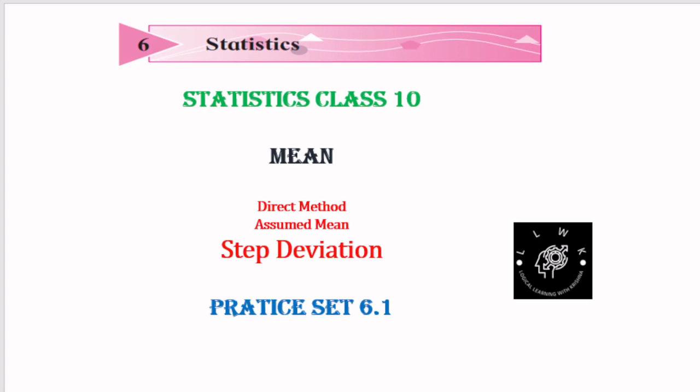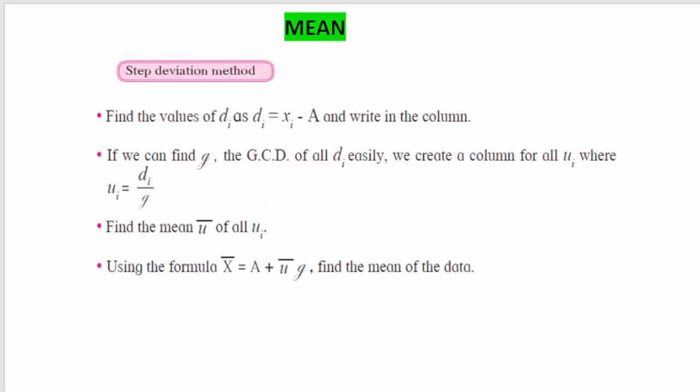And why do we need the step deviation method? To simplify the calculation. Why do we have to simplify the calculation? So that we can do calculation with lower digits instead of bigger numbers. So what are the steps we are going to follow in the step deviation method, which will reduce the high calculation to lower calculation?